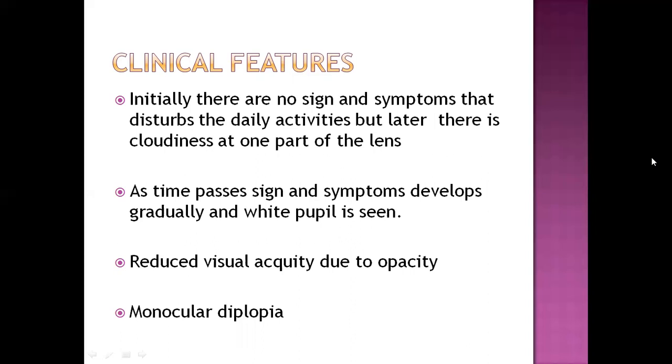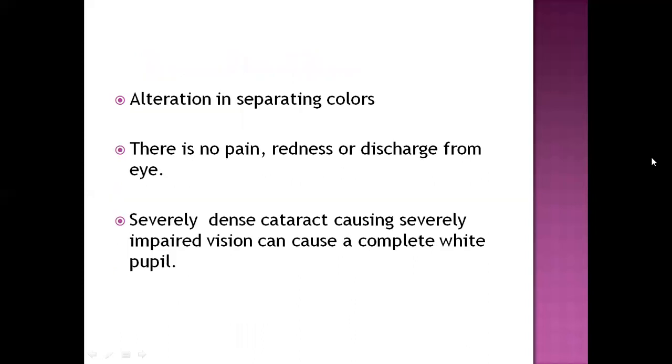Monocular diplopia means one eye can also give diplopia, double vision. Monocular diplopia, one-eyed diplopia. There is alteration in separating colors. The person is not able to separate colors or recognize colors properly. One color seems like another. There is basically no recognition of colors.